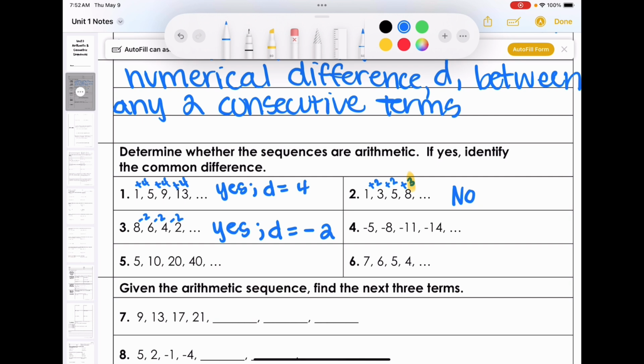All right, number 4, negative 5, negative 8, negative 11, negative 14. So since they're negative numbers, we are subtracting by 3 every time. It looks like our numbers are getting bigger, but since they're negative, we're actually subtracting, not adding. So this would be an arithmetic sequence, and our difference would be a negative 3.